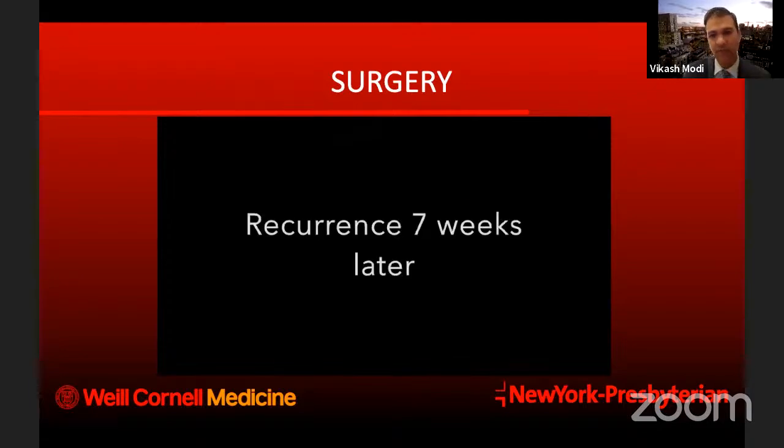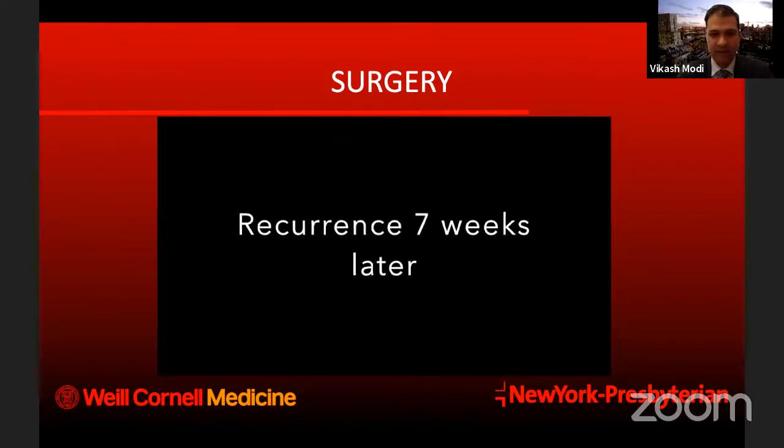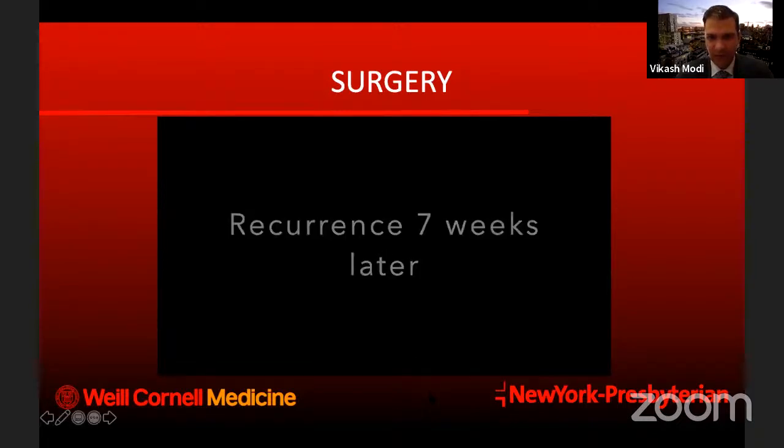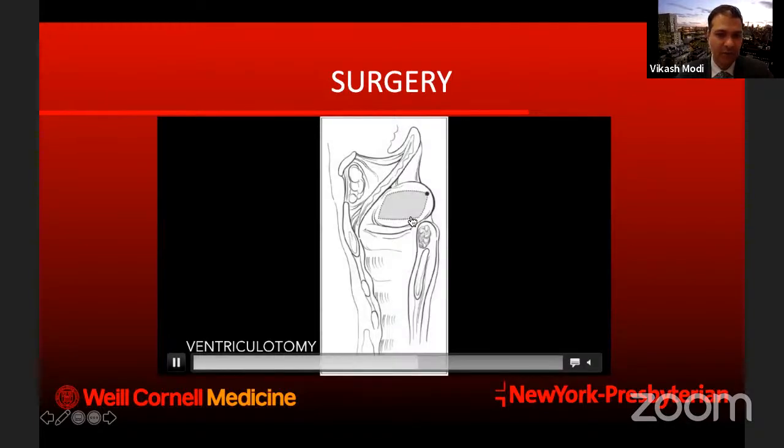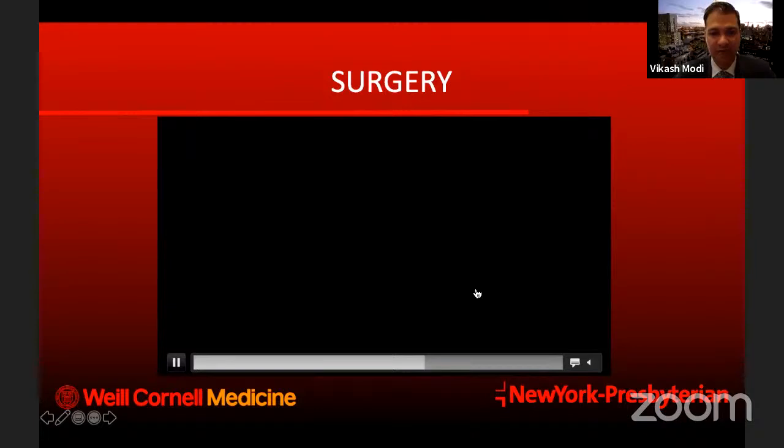So here's a recurrence 7 weeks later when the child had an upper respiratory tract infection. And in this case, we did an extended ventriculotomy. And what you're doing is you're removing the entire false vocal fold. And that allows for the natural drainage of that ventricle.